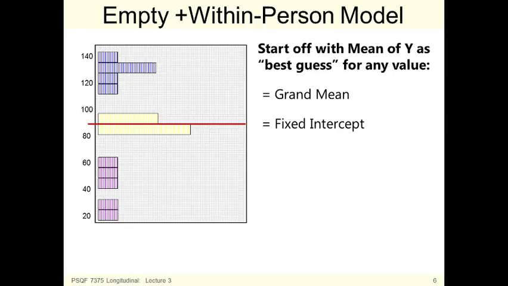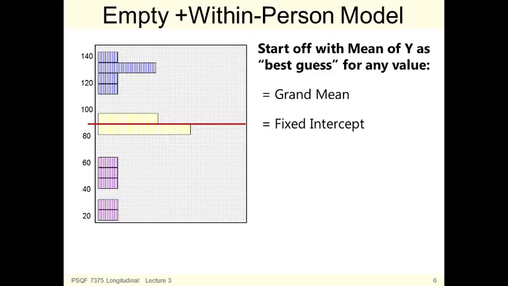So in this case, if we know nothing else about a person, what's our best guess for their outcome? We still start off from the same reference point. If I know nothing else, my best guess is still the grand mean. And if there's nothing else in the model, then that grand mean is the fixed intercept, the beta 0.